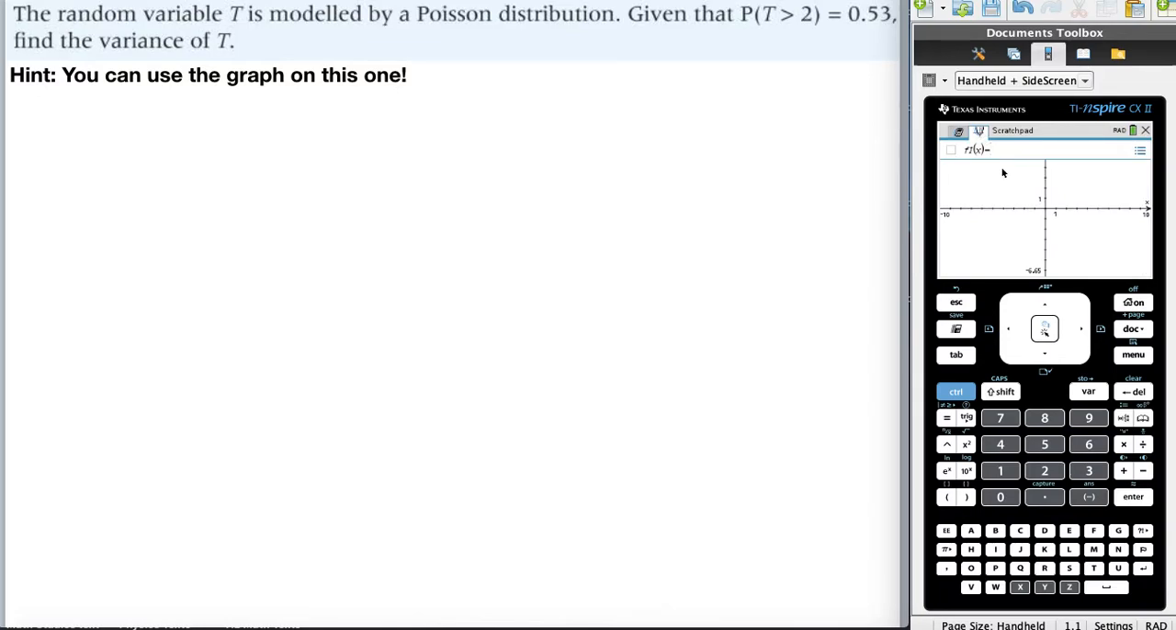Okay, now it does say that the probability that t is greater than 2 is 0.53. Greater than 2, we remember, has that issue of having to go up to a really big number. I'd rather avoid that if I can. So instead of doing greater than 2, I'm going to do 2 and less, which means I'm going to use the opposite of 0.53.